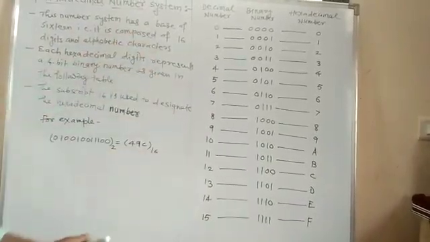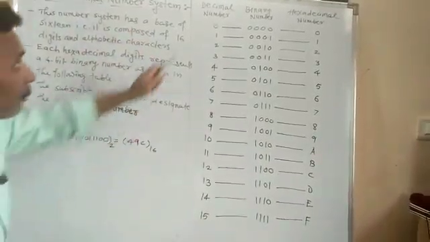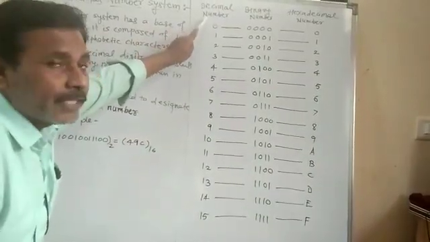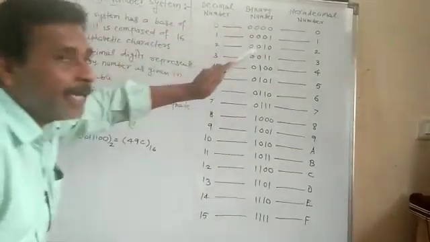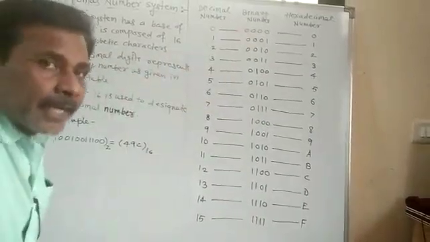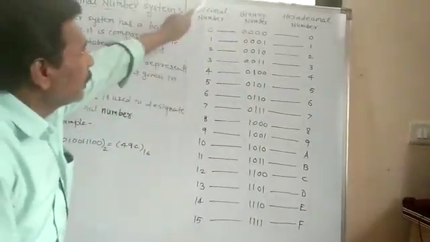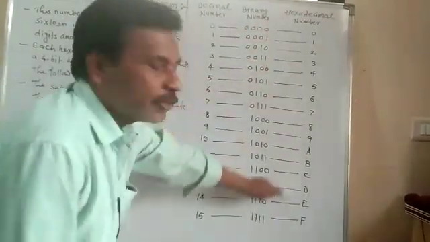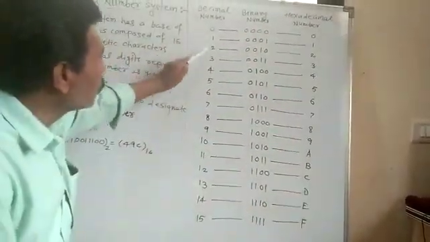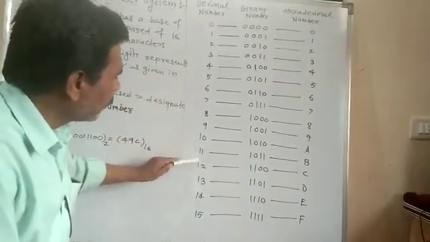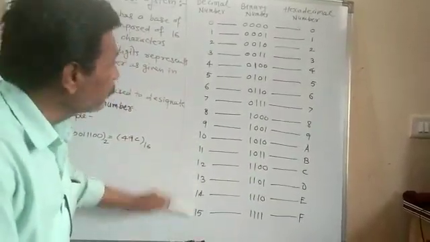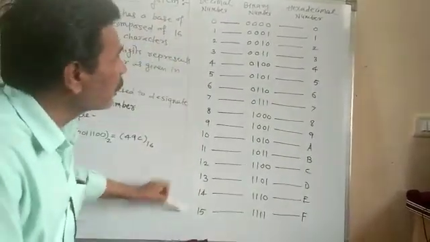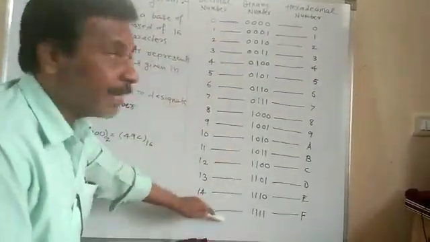So we shall see that table. In this table I have made 3 columns. First is decimal number, second one binary, and third the hexadecimal number. So 0, 1, 2, 3 up to 9, 10, 11, 12, 13, 14, 15. These are the decimal numbers, and to each of these decimal numbers we have respective binary numbers.